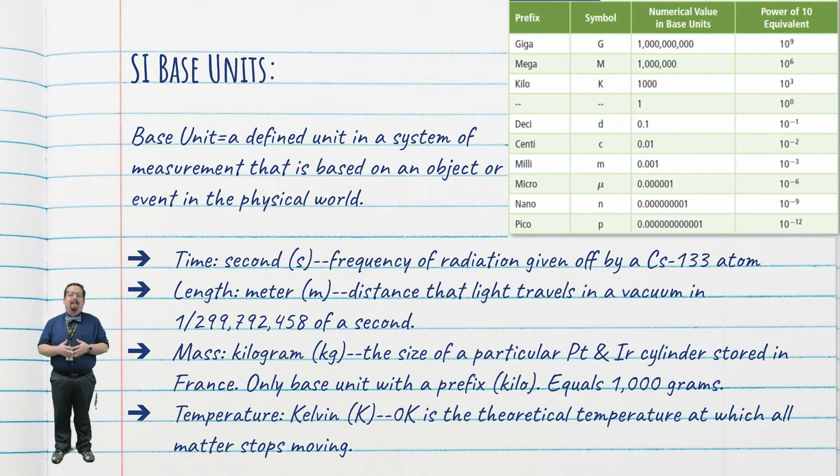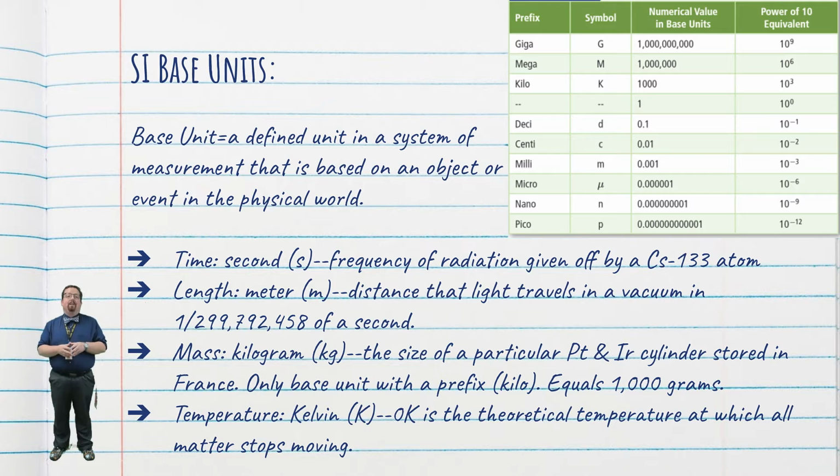Later in the 1960s, it was redefined as 1,650,763.73 wavelengths of the emission line of krypton. With advances in technology, the definition continued to change and is now defined as the distance that light travels in a vacuum in 1/299,792,488ths of a second. The base unit for mass is the kilogram, which is based on a cylinder made out of platinum and iridium that's stored in France.